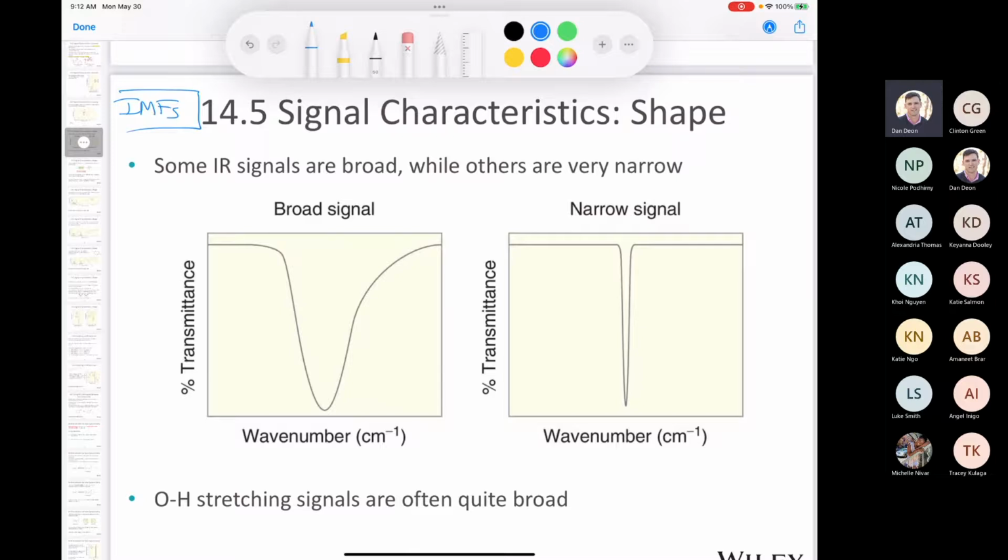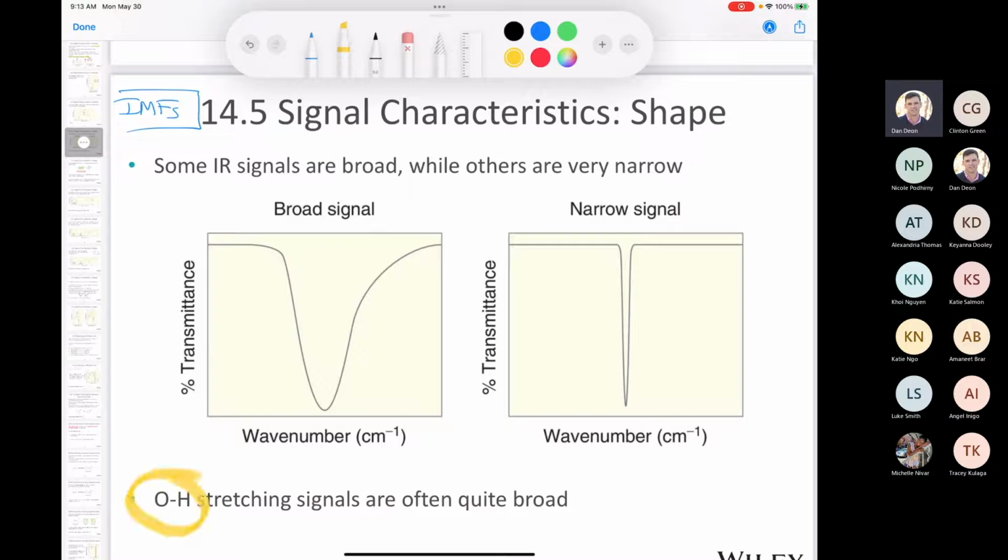And intermolecular forces are responsible for oxygen-hydrogen stretching signals being quite broad. So we can have narrow or sharp signals like this one here, but you see that sometimes we have these broad signals that just take up a wide range of frequencies. Well, why would that be?